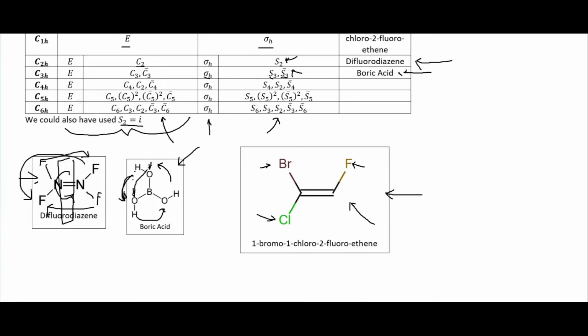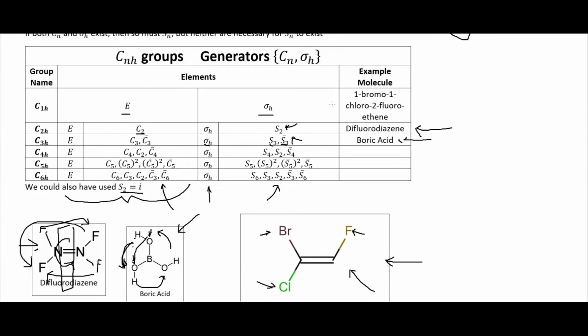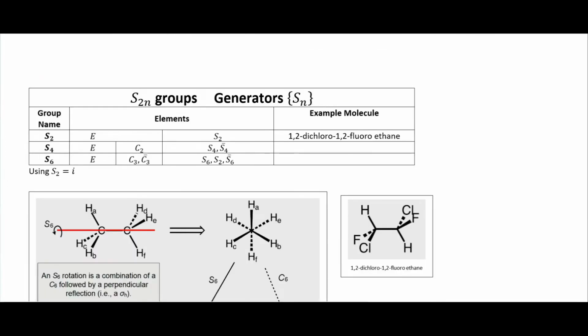Then for C4H, we have the C4s and then these S4, S2, which is just like a double S4, then the S4 bar, and so on and so forth through all of these. So that is the C and H group. The S2N, so this S generator can act as its own group generator.